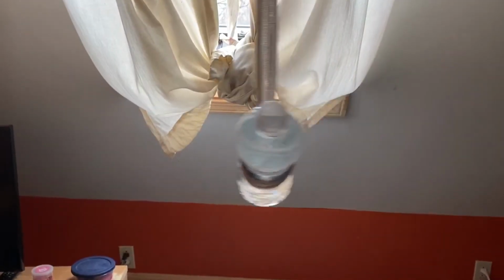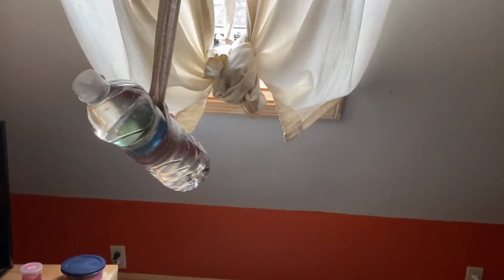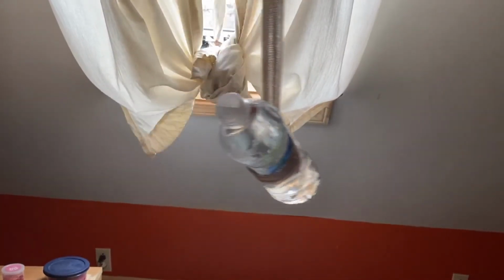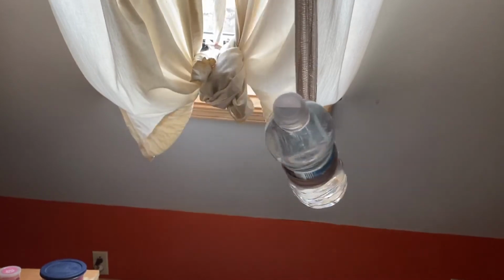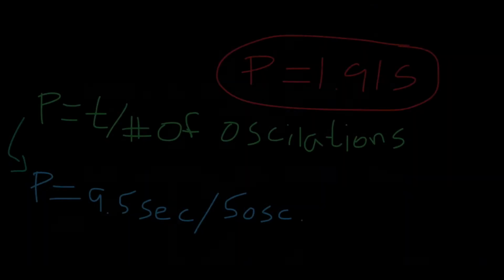The period of a pendulum is indirectly related to both mass and amplitude, but is directly related to the length of the pendulum. Here I have a 480-gram water bottle swaying on a 1 meter long pendulum. It takes 9.5 seconds for the water bottle to make 5 full oscillations, making the period of this pendulum 1.91 seconds.